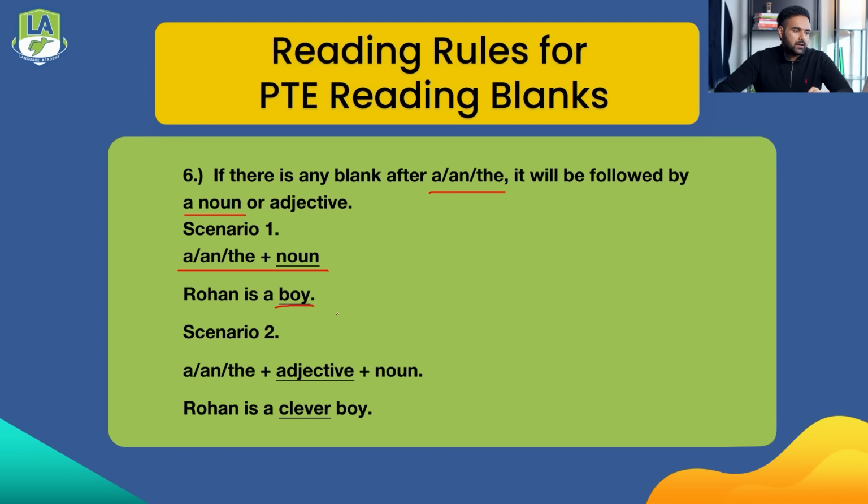Sometimes you'll have a blank between an article and a noun. In case there's a blank between an article a, an or the, and a noun, you'll always have an adjective. An adjective is a word which will give you more information about the noun. So if there's a blank between articles and noun, it will always be an adjective which will modify or give you more information about the noun.